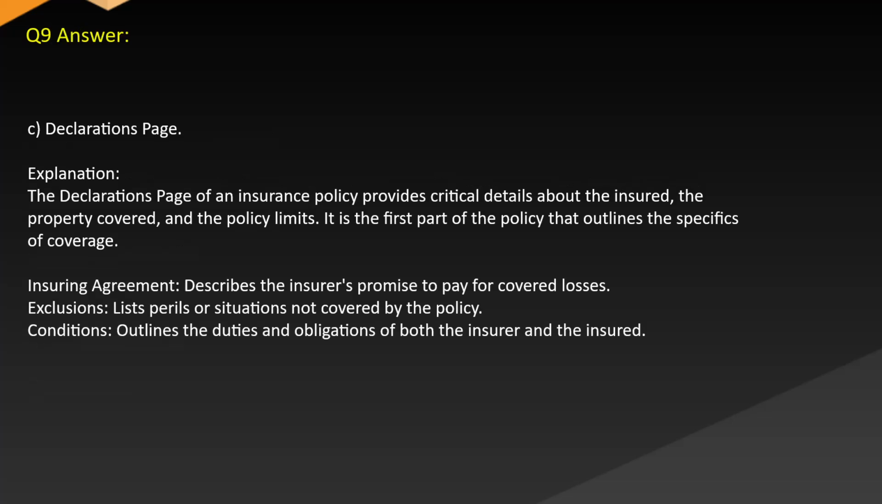Answer. C. Declarations page. Explanation. The declarations page of an insurance policy provides critical details about the insured, the property covered, and the policy limits. It is the first part of the policy that outlines the specifics of coverage. Insuring agreement describes the insurer's promise to pay for covered losses. Exclusions lists perils or situations not covered by the policy. Conditions outlines the duties and obligations of both the insurer and the insured.